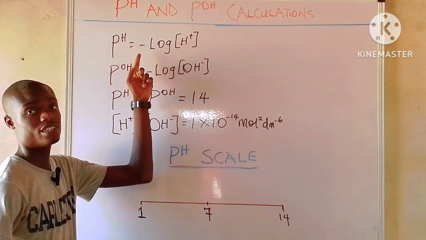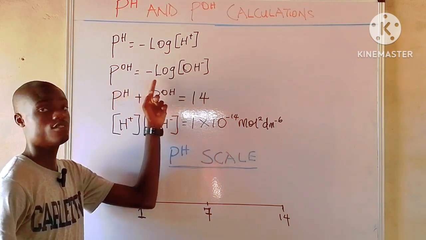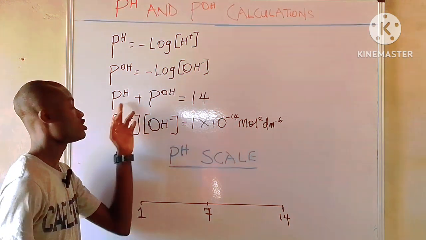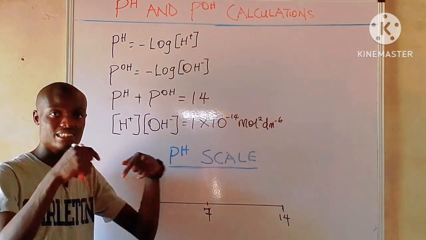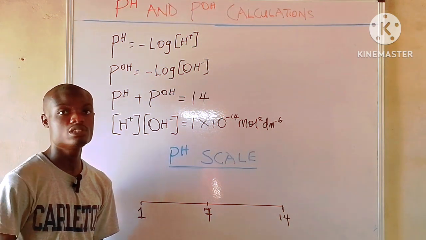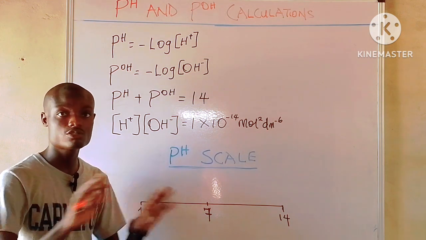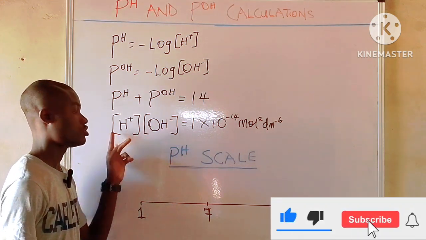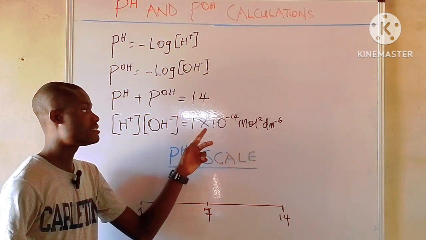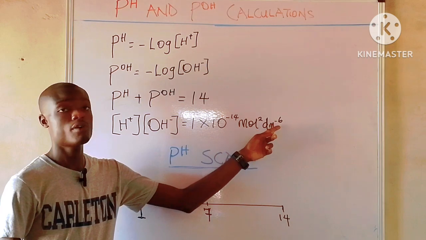Recall that the pH is defined as the negative logarithm of the hydrogen ion concentration. Also, the pOH is the negative logarithm of the hydroxyl ion concentration. Also, you should know that the pH of a substance plus the pOH of that same substance is equal to 14. And also, you should know that pH has no unit. So we can calculate and get an answer of 1, 2, 3, or 4 without a unit. Also, the hydrogen ion concentration times the hydroxyl ion concentration is equal to 1 times 10 raised to the power of minus 14 mole squared per dm cubed.